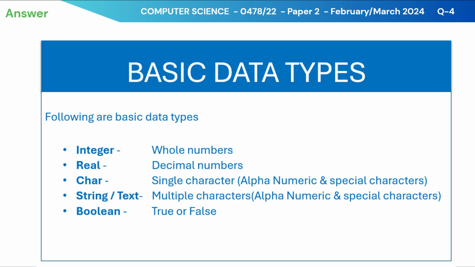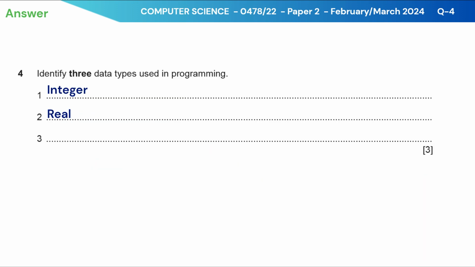There are many data types in programming, but main of those are integer to store whole numbers, real to store decimal numbers, char to store single character, alphanumeric and special characters, string or text to store multiple characters including alphanumeric and special characters, and boolean to store logical true or false. You can mention any of 3 in your answer. So this would be our answer.